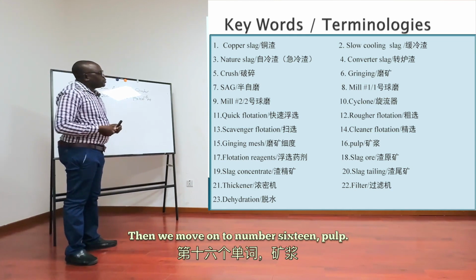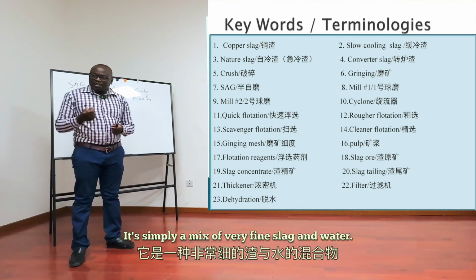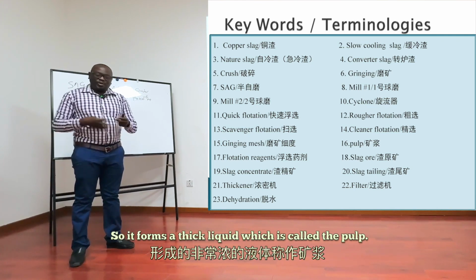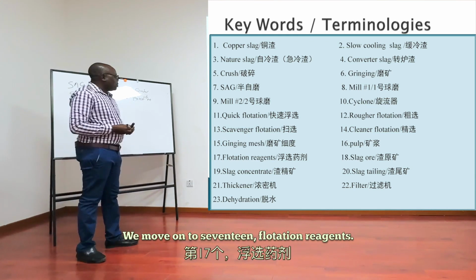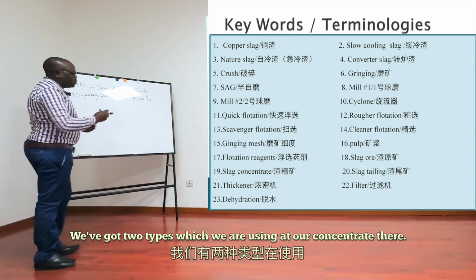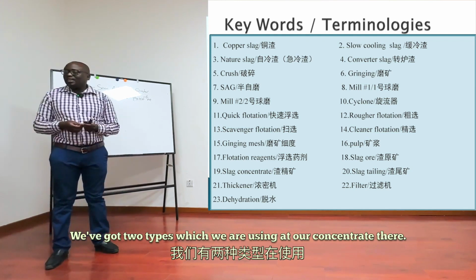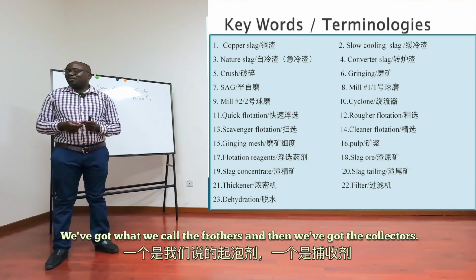Then we move on to number 16, pulp. It's simply a mixture of very fine slag and water. So it forms a thick liquid, which is called the pulp. We move on to 17, flotation reagents. We've got 2 types which we are using at our concentrator there. We've got the frothers, and then we've got the collectors.